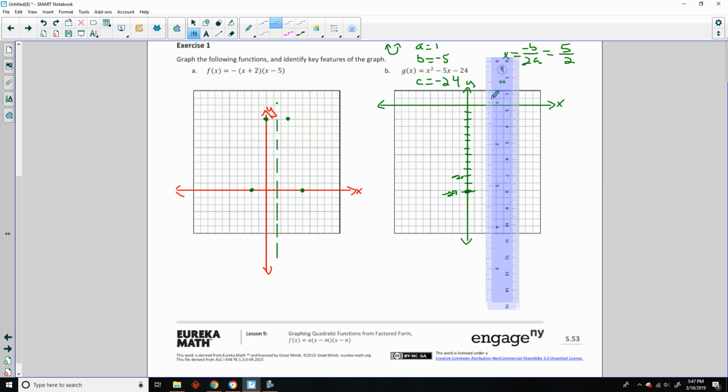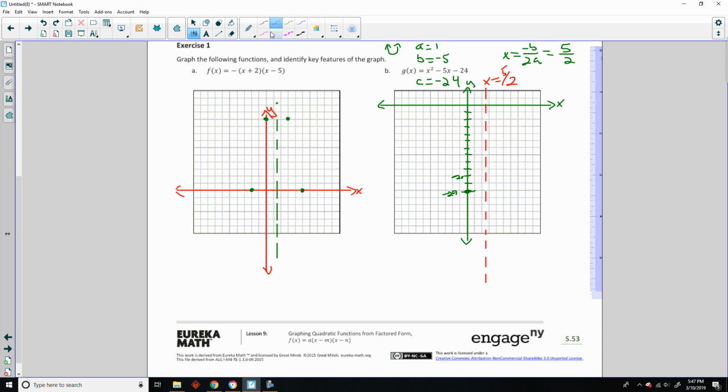So now I'm going to graph that. So I'm going to go over 2.5, draw a line. This is my axis of symmetry. And that is x equals 5/2, or 2.5. So I know now another point, because of my symmetry. Since I'm over 2.5, I go over 1/2, 1, 2, and I also have a point here at 5 comma negative 24. Okay. Now I just want to find a couple of zeros. Okay, I want to know where I'm crossing the x-axis. So I'm going to solve this for 0. X squared minus 5x minus 24.